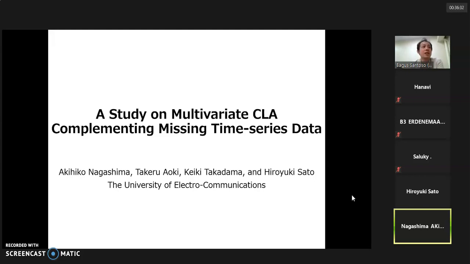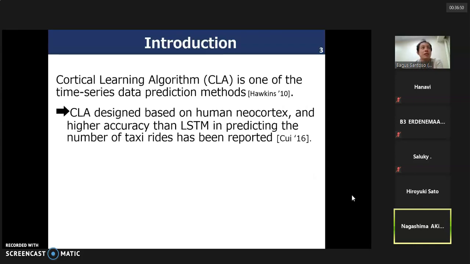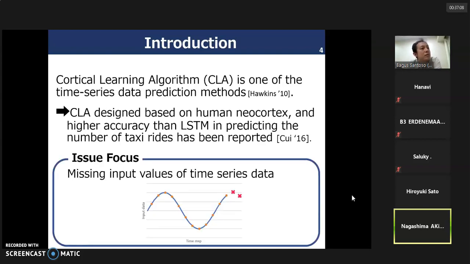Hello. My name is Akihiko Nagashima from the University of Electro-Communications. I'd like to talk about a study on multivariate CLA complementing missing time series data. The cortical learning algorithm, CLA, is one of the time series data prediction methods designed based on the human neural cortex. CLA has been reported to be more accurate than LSTM in predicting the time series of taxi rides.